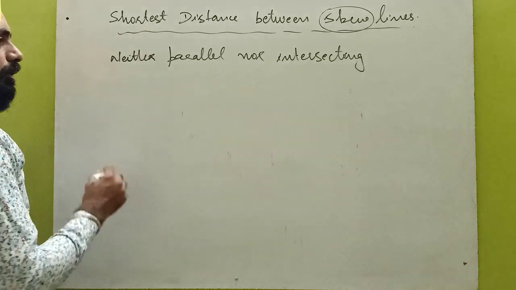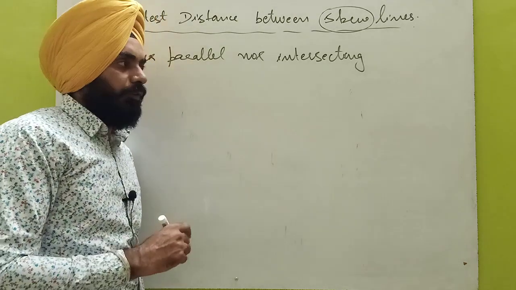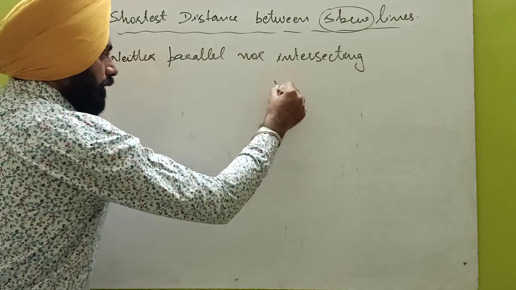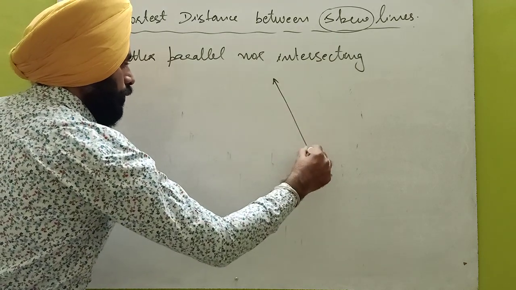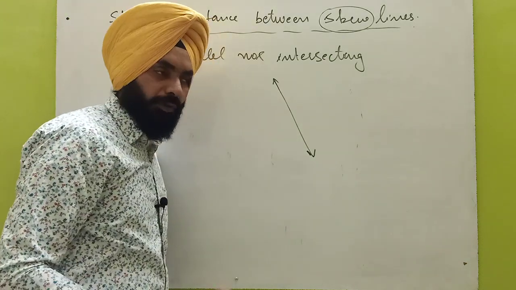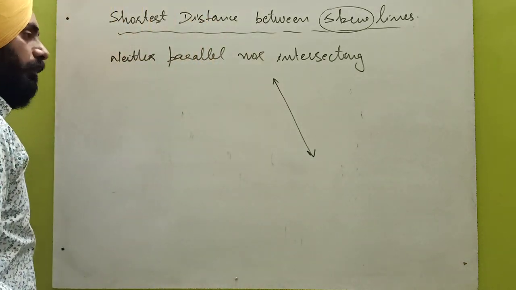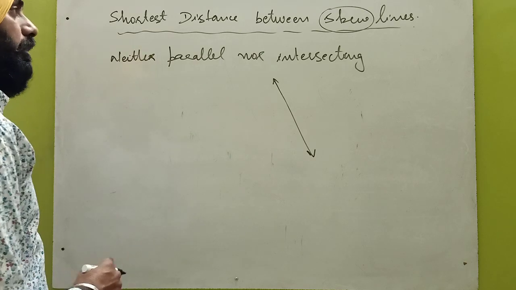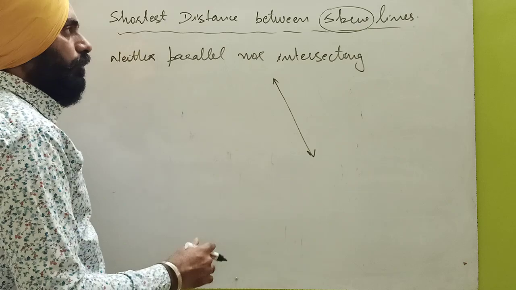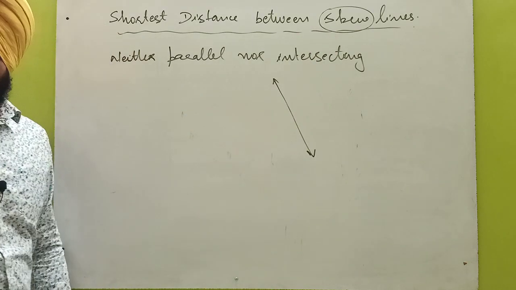These types of lines cannot be drawn in one plane. It is possible only in different planes. Suppose that there is one line on this board, or you can say in this plane, and the second line is on the floor. So that case can be possible. Otherwise, in one plane, we cannot draw two lines which are neither parallel nor intersecting. So we have to find the distance between these two skew lines.